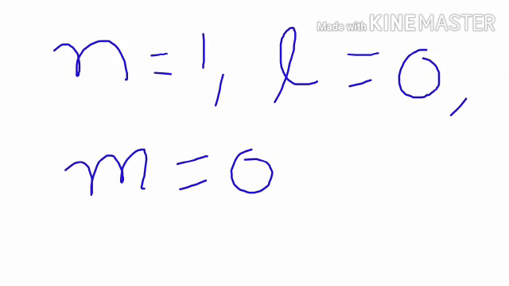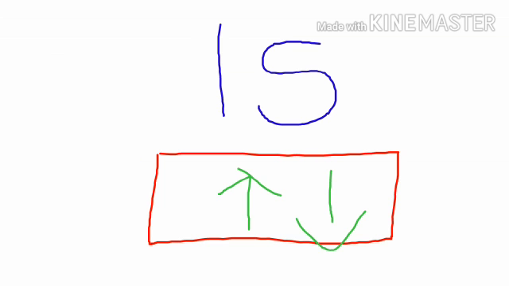Let us take an example. If n equals 1, that means first orbit. l has value 0. If l equals 0, m has value 0. But you know, l equals 0 indicates the s subshell. That means in the first orbit, we have only one subshell, that is s, and it can be shown as 1s. 1s means 1 is the first orbit having s subshell. That's why it's shown with 1s.